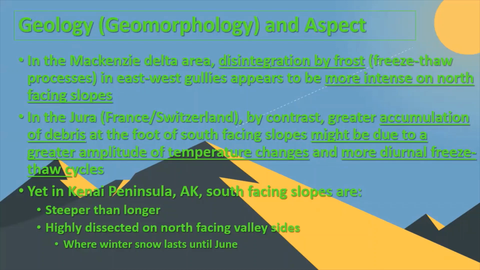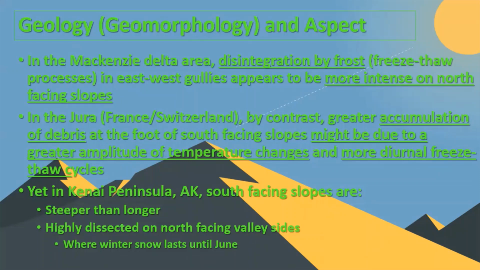So that's a freeze-thaw process, and in east-west gullies, they appear to be more intense on the north side of the gully. So we've got an east-west gully running this way. It has a north and a south side. This gully runs that way.